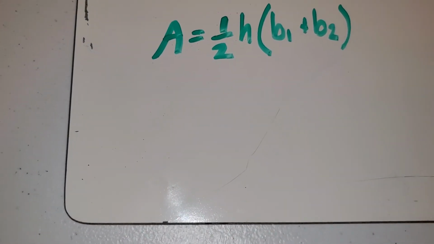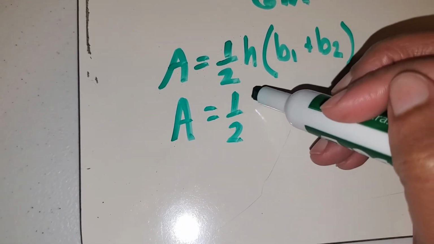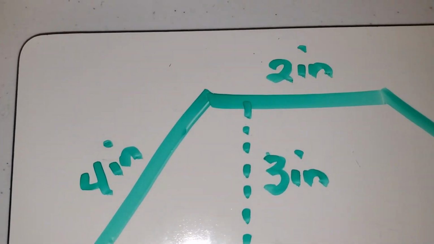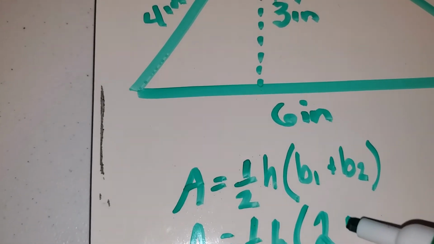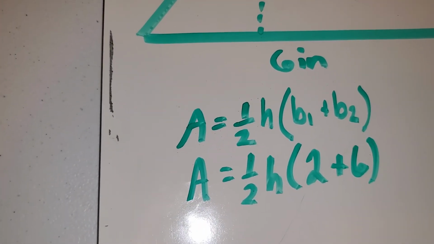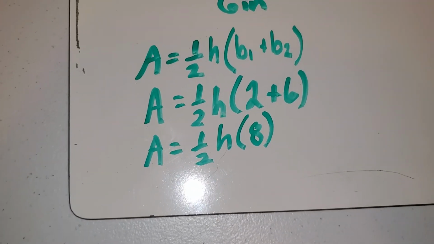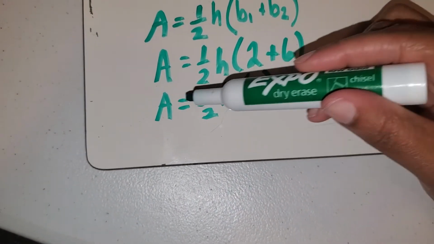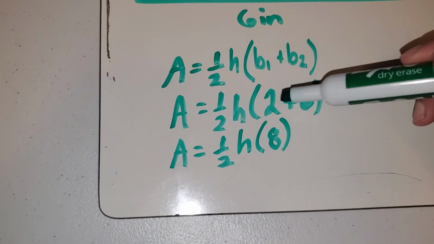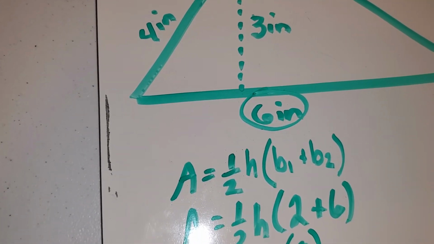So down here, I'm going to actually fill that in. Area equals 1/2 of the height. We don't know the height yet. And we're going to add base 1, which was 2, plus base 2, which is 6. I'm going to do that math. I'm going to be right back. Okay, here we go. So we got area equals 1/2 of the height times 8. 8 is when we added the two bases together. 2 and 6. Added them together.